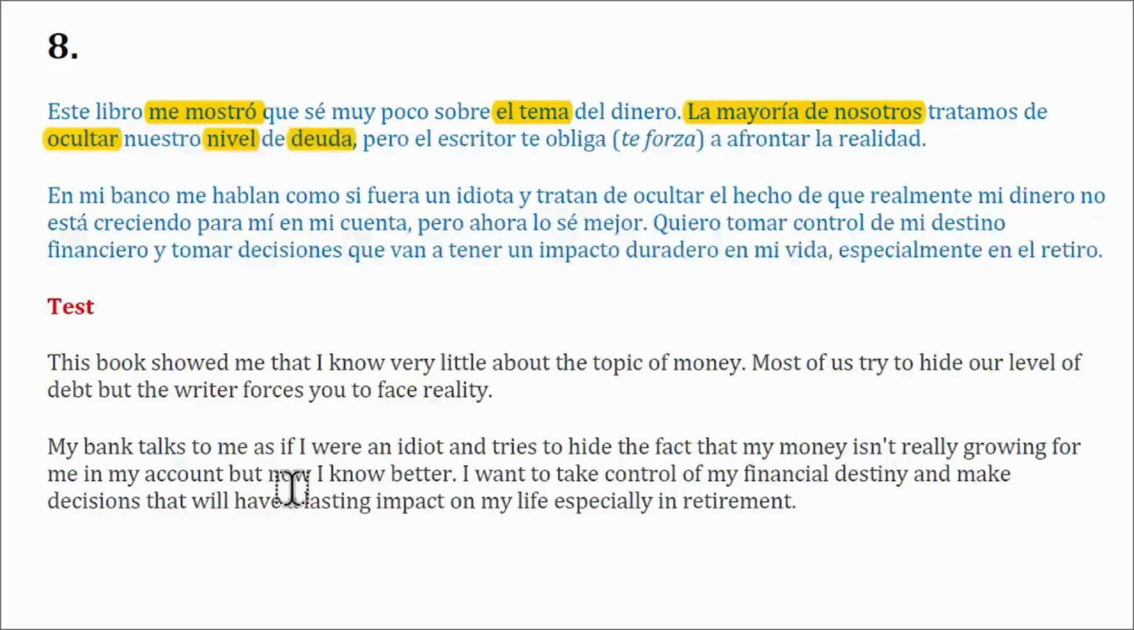Pero el escritor te obliga, or you could also say te fuerza, a afrontar la realidad. But the writer is el escritor, obliges you or forces you to face, afrontar, notice we have the little a coming before it there, reality. And where in English we would just say to face reality, here we have the definite article again in Spanish, literally saying obliges you to face the reality, la realidad.